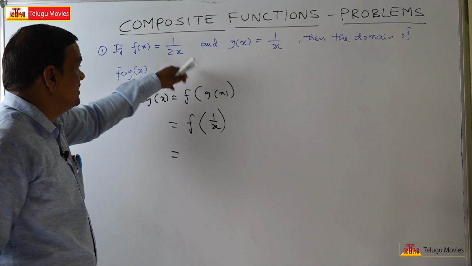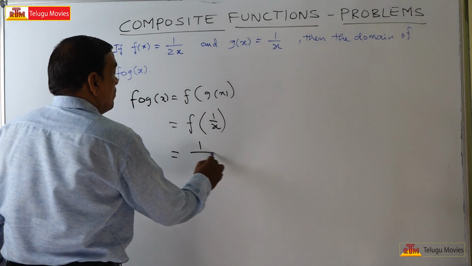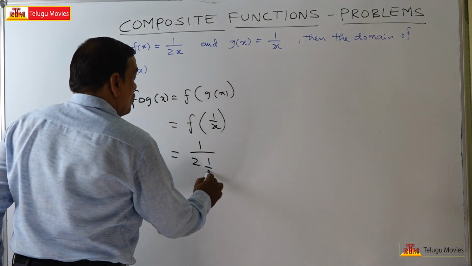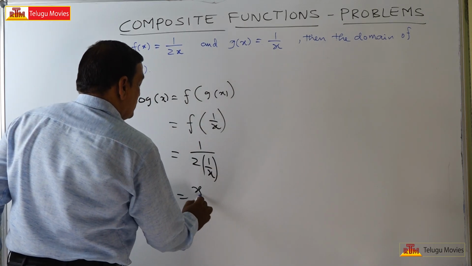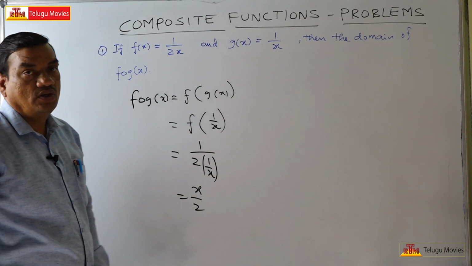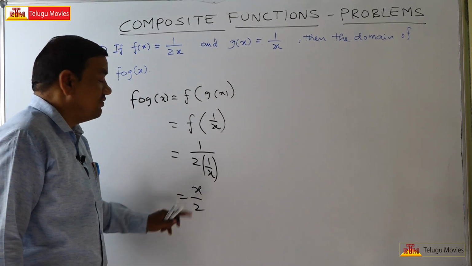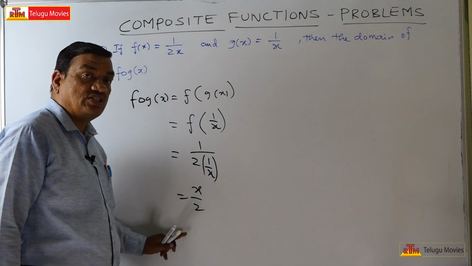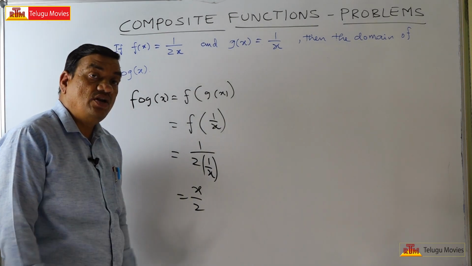Wherever x is there in f, substitute 1 by x. Therefore, this is x by 2. Understand this? Everybody says that this is x by 2. Therefore, f circle g of x is equal to x by 2. Therefore, the domain: x can take any value.